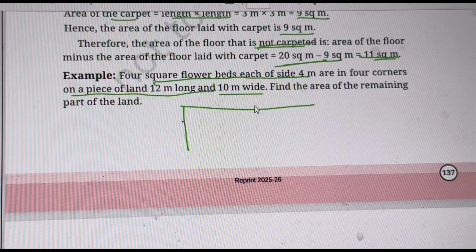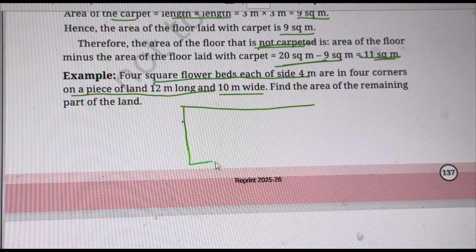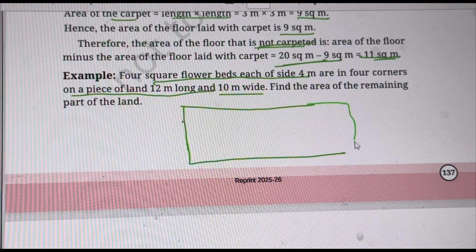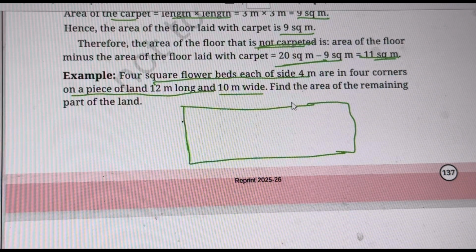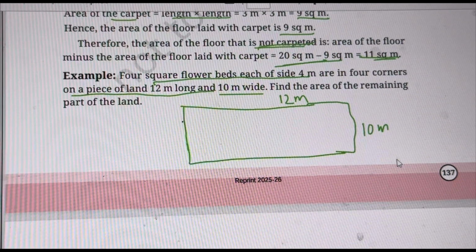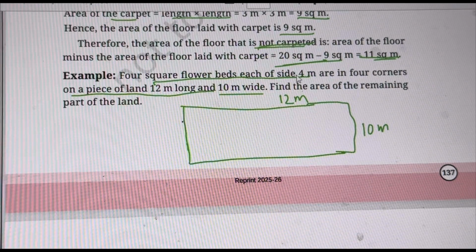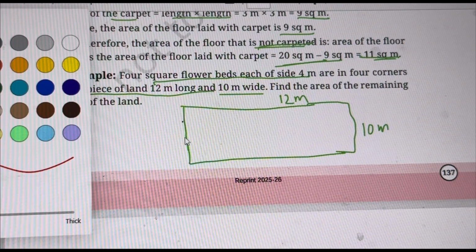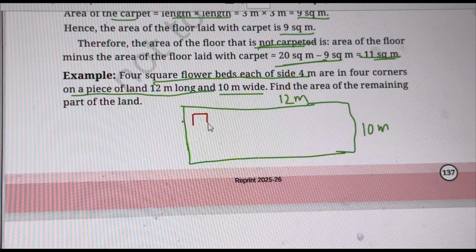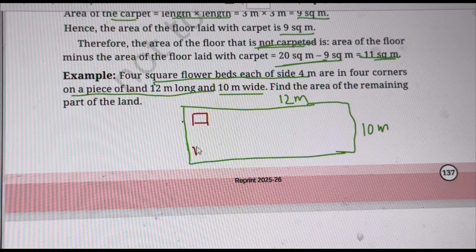So suppose this is the land. Since the length and breadth are different, that means it's a rectangle, right? Then what is said? 4 square flower beds, each of side 4 meter. The length of the side of each flower bed is 4 meter. All are the same. They are there in the 4 corners. So let us draw them in the 4 corners. One is here in this corner, the other is here.